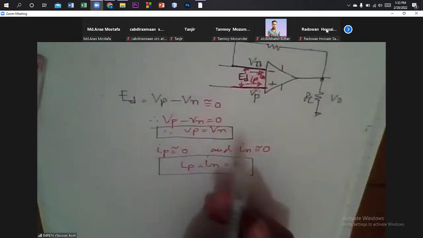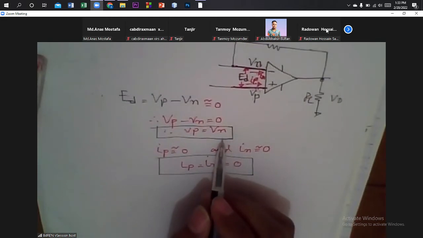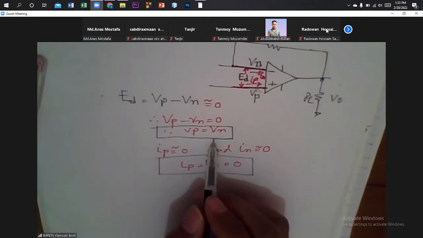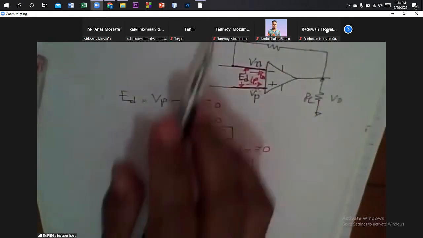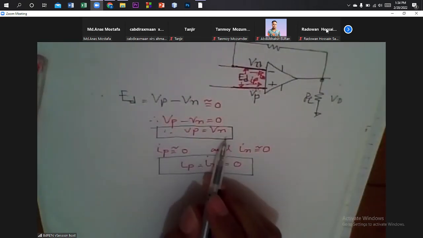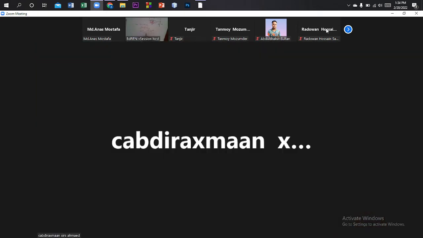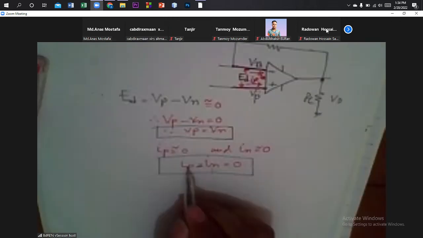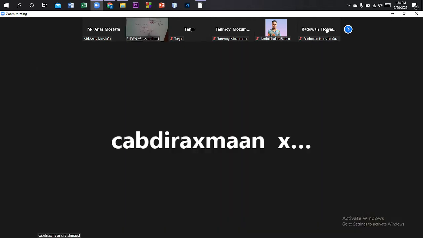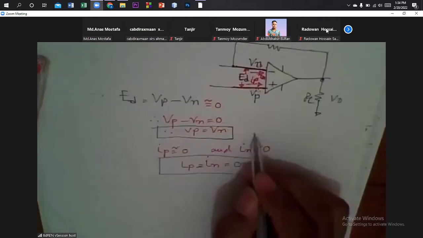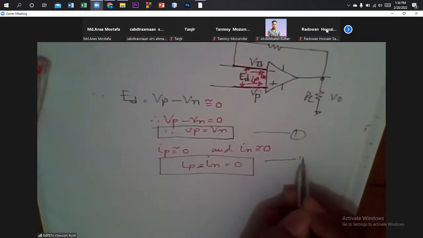So understand all two conditions, very simple way how we can say. Number one condition says VP is equal to VN, and number two condition says IP and IN are negligible. IP 0 and IN 0, both 0. Very simple form. This is number one condition. This is number two condition.